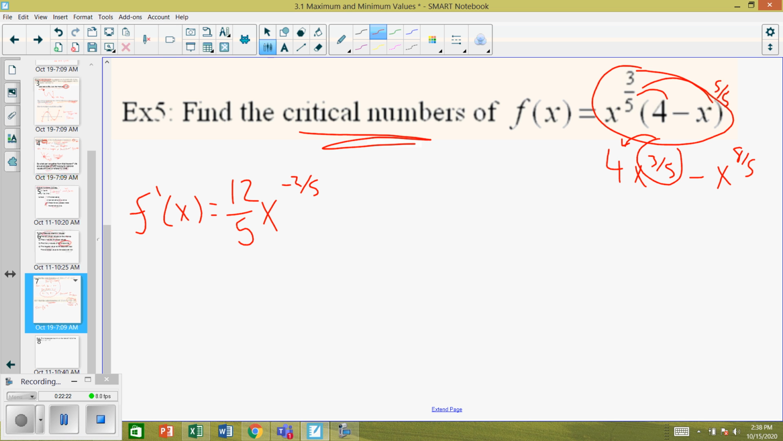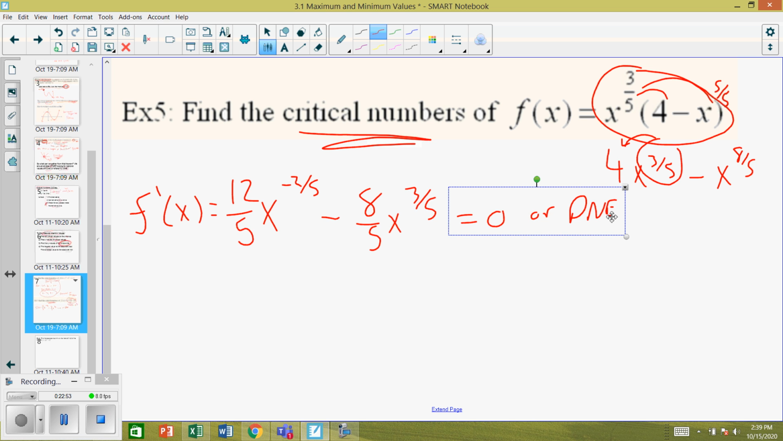And the other one's going to be minus. I bring the 8/5 down, and it's x to, if I subtract a power from that, the 3/5 power. Okay. Now to solve for the critical points, we're just trying to solve for all these equals 0 or does not exist. So what values of x make it 0 or does not exist? By definition, that's what a critical number is.